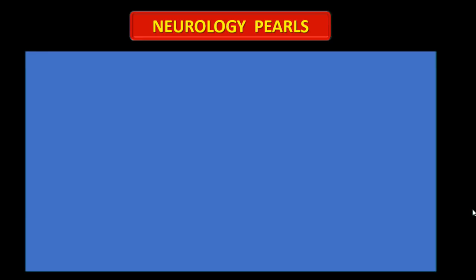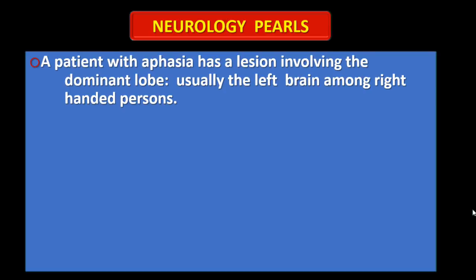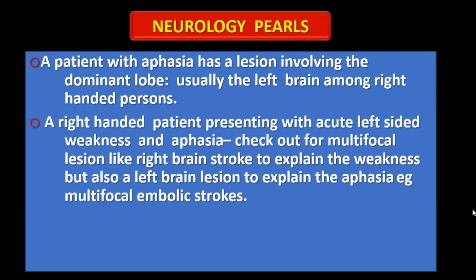Now, some neurology pearls. These are not 100% rules, but they are useful because they help you in your localization. Number 1, a patient with aphasia has a lesion involving the dominant lobe. So again, that would be the left brain among right-handed persons and even among most left-handed people. Number 2, a right-handed patient presenting with acute left-sided weakness but who also has aphasia, you have to check for multifocal lesions, like a right brain stroke, which would explain the weakness.